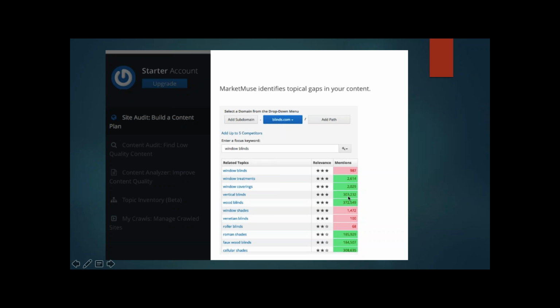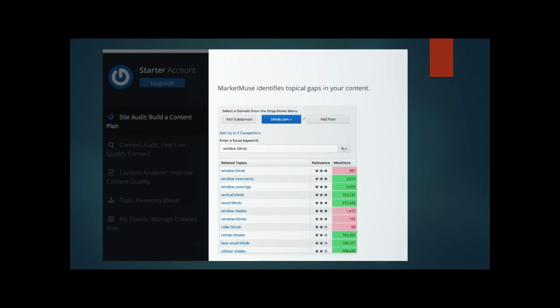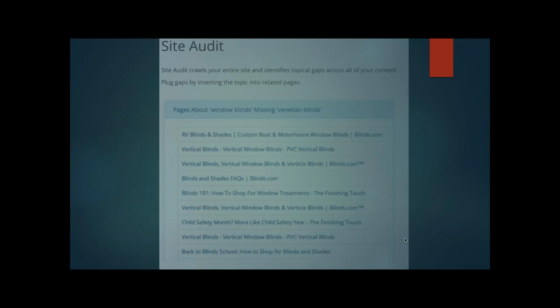So you can see that the threshold is going to be quite high for everything related to what we search for as a focus keyword, window blinds. But this is kind of shocking. Venetian blinds, you would think that's pretty important for this site if it has so much content, and this is our focus word. Well, that's just really low, and the relevance is 3 stars. Probably, if they had a bigger scale, it would be more than 3. So that's obviously a topic gap that needs to be filled.